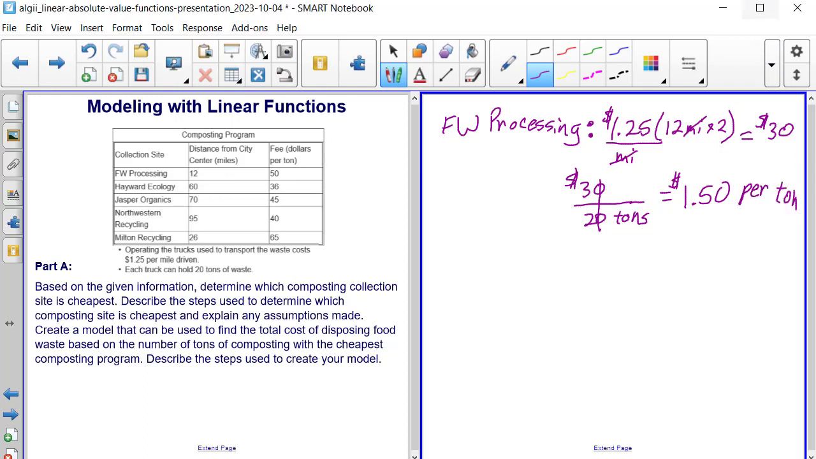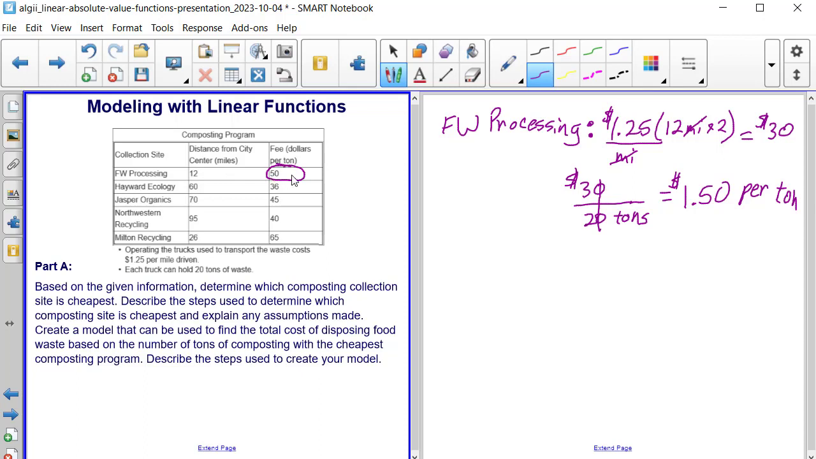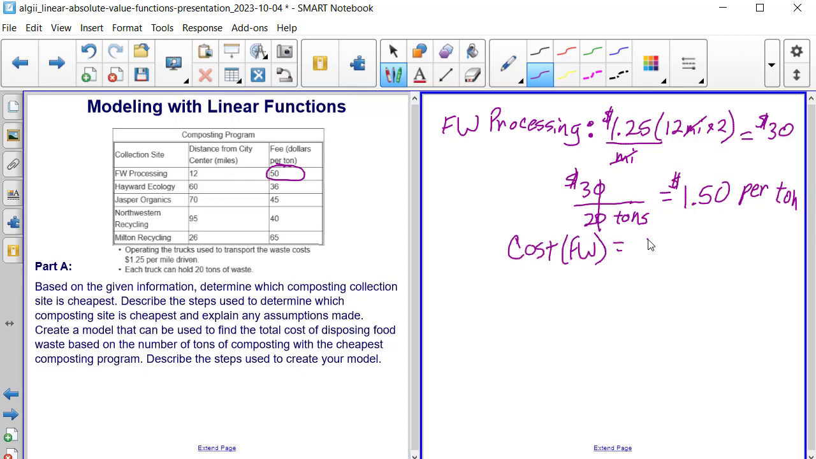The final step in finding the cost for FW Processing is to take the fee, which is in dollars per ton, and add that to this $1.50 per ton value that we found. So the total cost for FW Processing is going to be $50 plus the $1.50. So that'll give us a total of $51.50 per ton of waste.